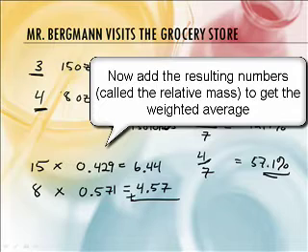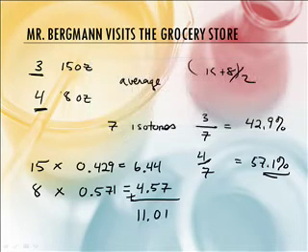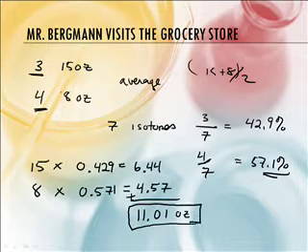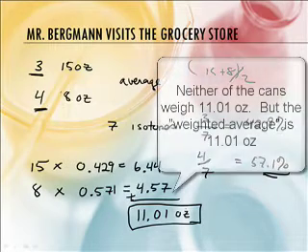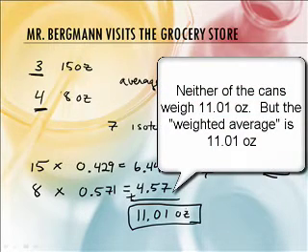Okay, so when we add them together, we get 11.01. So the average mass of the cans of tomato sauce that we have would be 11.01 ounces, and that's a weighted average. But that seems kind of weird, Mr. Sams. None of them weigh 11 ounces. No, they weigh 8 or 15. Yes, but on average they weigh 11.01, based on the distribution that we had between the 15 and the 8-ounce cans.